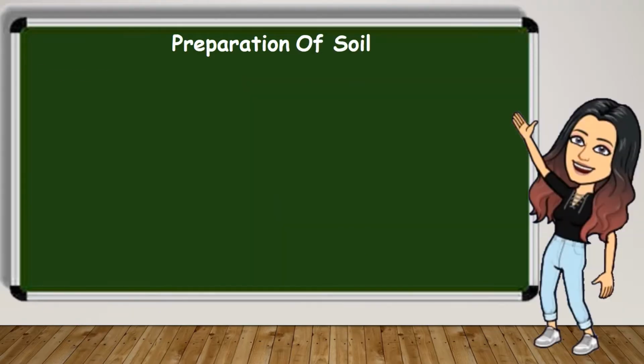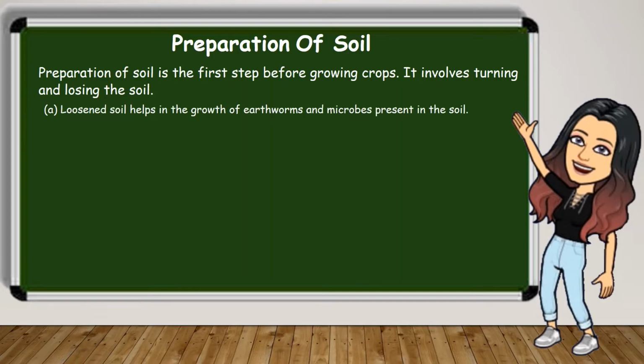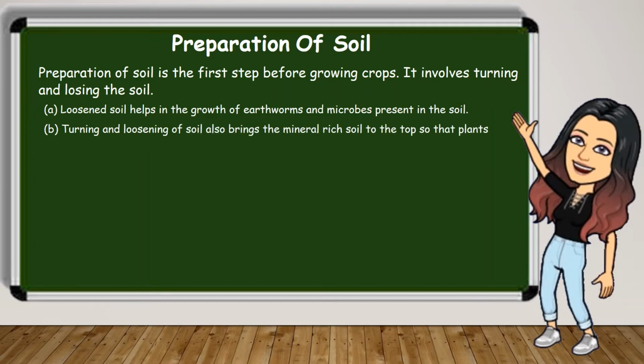Preparation of soil. Preparation of soil is the first step before growing crops. It involves turning and loosening the soil. Loosened soil helps in the growth of earthworms and microbes present in the soil. Turning and loosening of soil also brings the mineral-rich soil to the top so that plants can use these nutrients. For this process several tools are used to break the soil to the size of grain to get better yield.